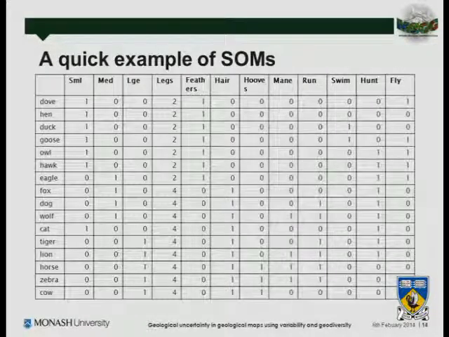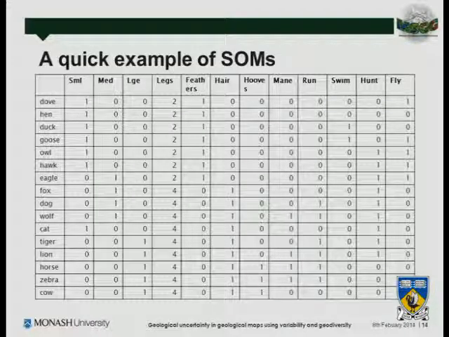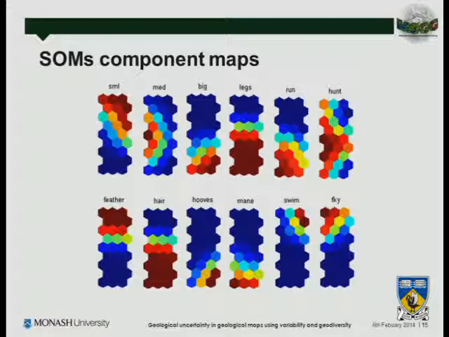So I'll give you a quick example of using SOMs. This is just a data set that I've got off Stephen Fraser, which he uses in some presentations, and it just shows some characteristics of animals. And so this is a SOMs map. Each one of these hexagons is a node, and that represents a value for each of the metrics, so in this case, whether they've got feathers, hair, hooves, etc.